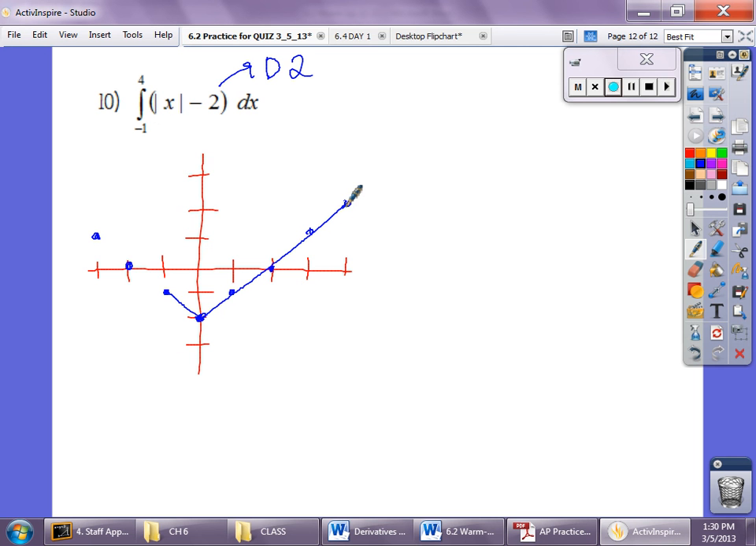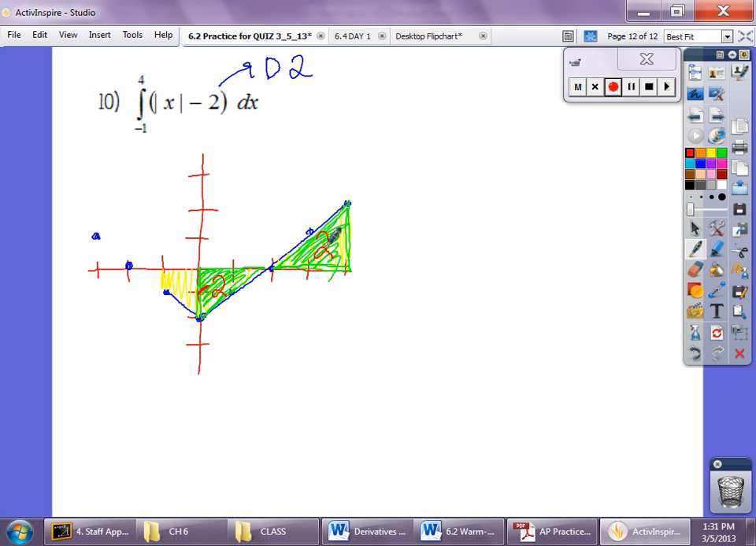And then I'm going to do a net signed area from here to negative 1. What you should be noticing is the fact that this triangle here and this triangle here actually have the same area. They both have a base of 2 and a height of 2. What that means is these green triangles, they negate each other. The area of this triangle here is 2. The area of this triangle is 2, but the integral with this would be a negative 2, that would be a positive 2, therefore a 0.